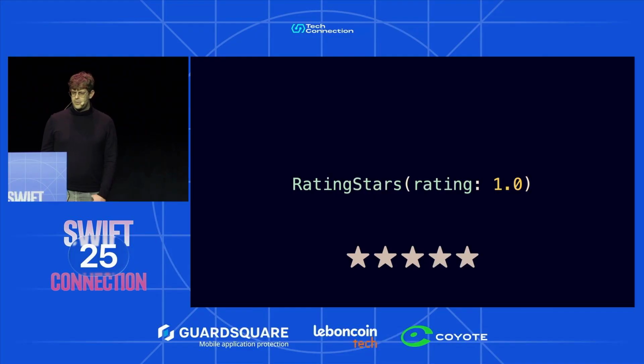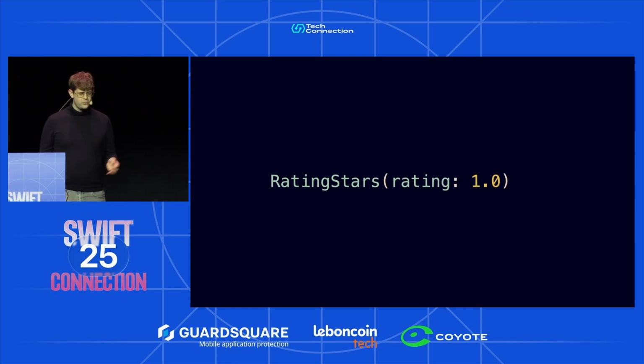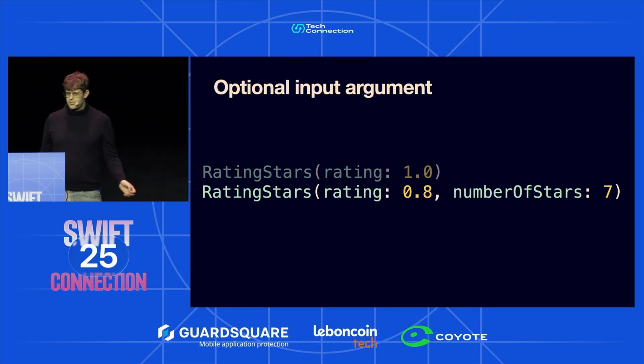So we are going to focus on a sample component that will be about showing rating stars depending on some kind of double rating with 5 stars. And here the API is very easy. It's just one required argument. It's a double. Not a lot to go with that. But let's say you need to have a number of stars argument. So you would try maybe to add an optional input argument. And I think it's often the fallback. Like you need a new argument, put one, put a default value, and you're done.